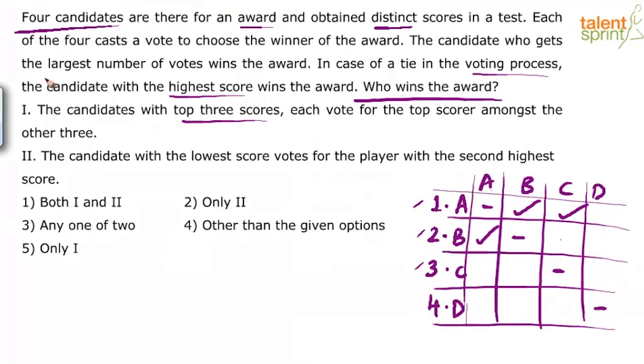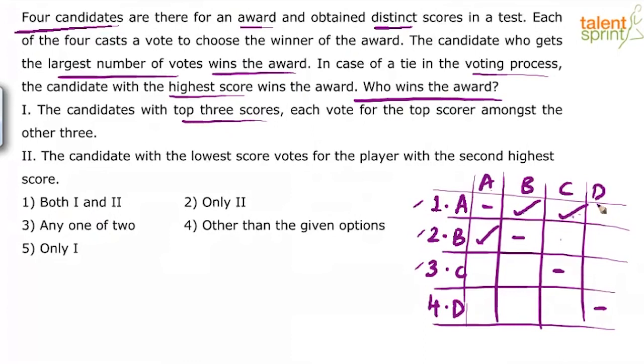However, if you go by the conditions given in the question, the candidate with the largest number of votes will win the award. And if there is a tie, then we will look at the high score. So far, what is the vote count? A has got 2 votes. B has got 1 vote. 3 candidates have voted, of which A got 2 votes and B has got 1 vote. Now it all depends on D's vote. What will D do?